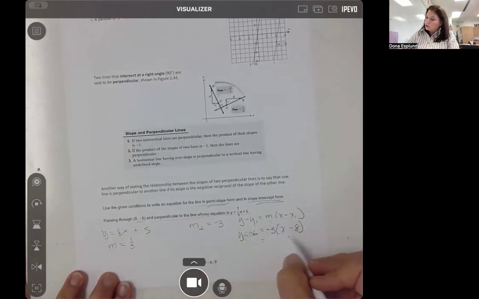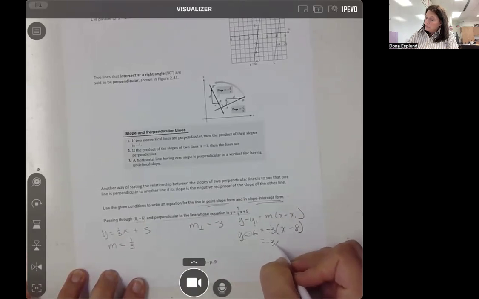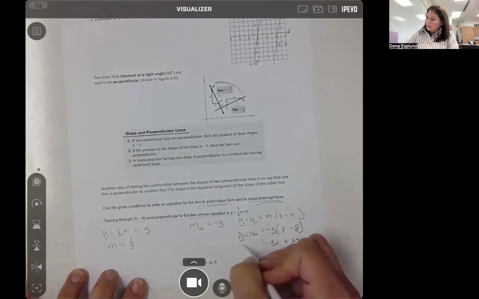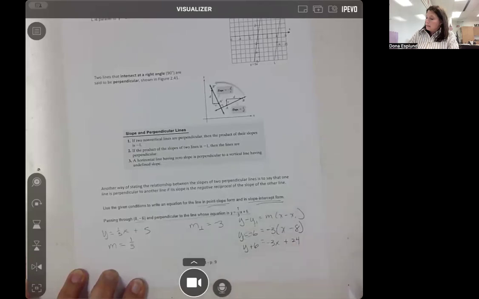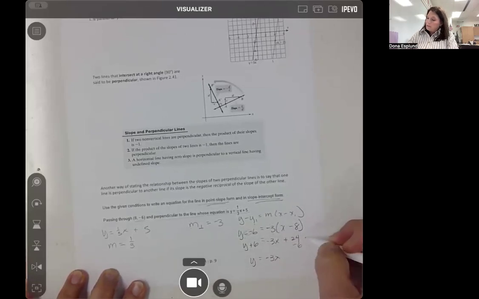So I'm going to start by distributing. I have a -3x, -3 times -8 is +24, and then I have y plus 6. And so now I'm going to subtract 6 from both sides. So I have y is equal to -3x, and in this case, plus 18.